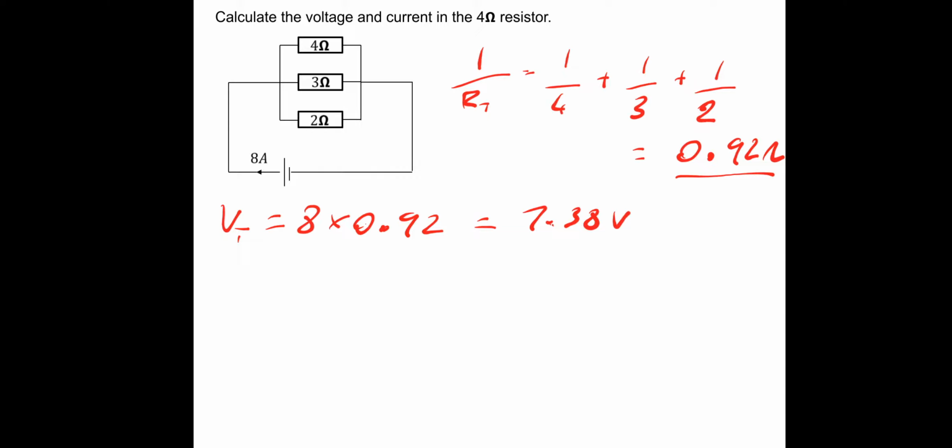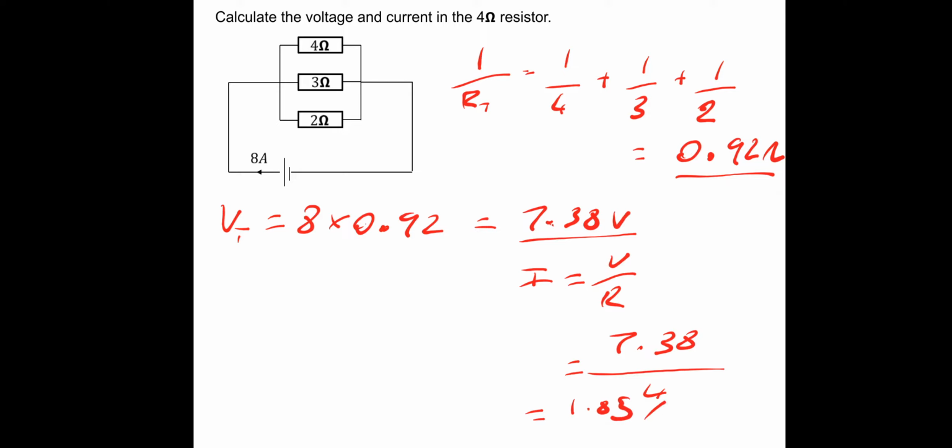So now that we've got the total voltage, the voltage across the 4 ohm resistor is 7.38 because they're all in parallel. So now we just need to get the current. So the current for the 4 ohm resistor is voltage divided by resistance. So the voltage is 7.38. You can use the full number in your calculator if you have it saved, divided by the resistance of 4 ohms. So that will give us a current of 1.85 amps. Sorry if that's a bit small. 1.85 amps. Hopefully that went okay. Let's have a look at the next one.